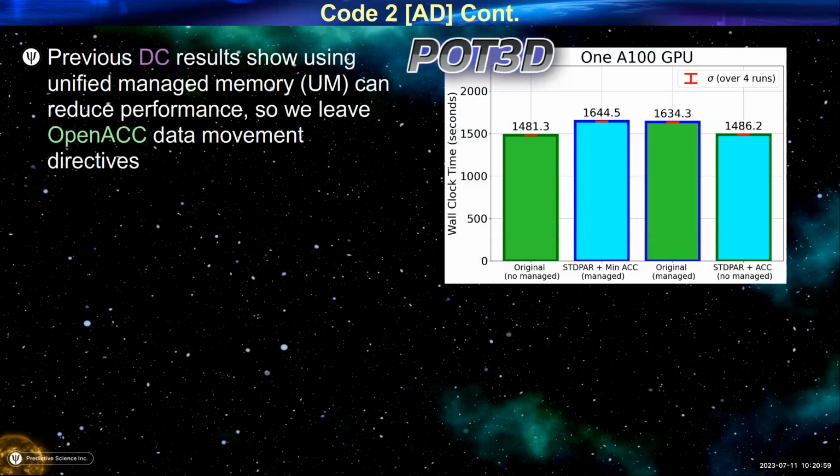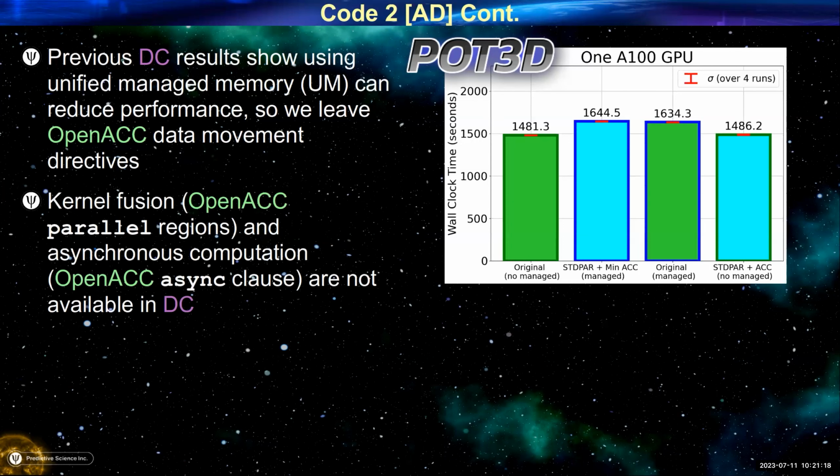Now, previously for our POT3D code, we found that if you use unified managed memory, it can give a performance hit versus managing the memory yourself. So for this version that we're doing now, this code 2 that we're going to call it, we're going to leave in all of the OpenACC data management directives.